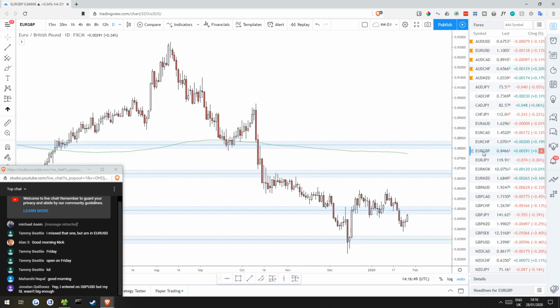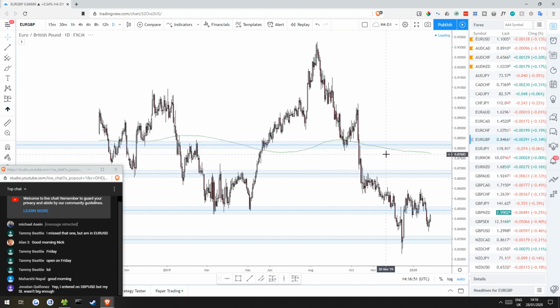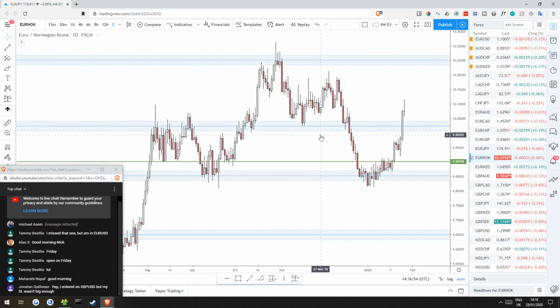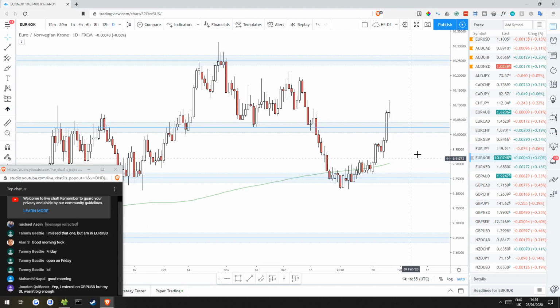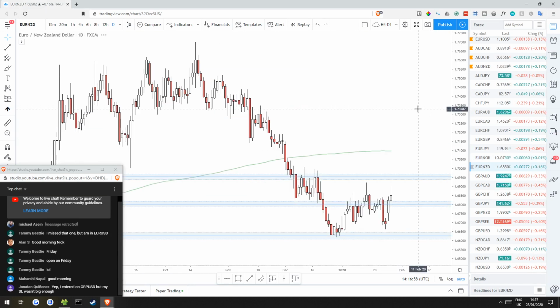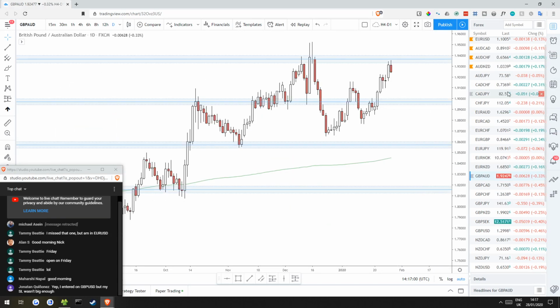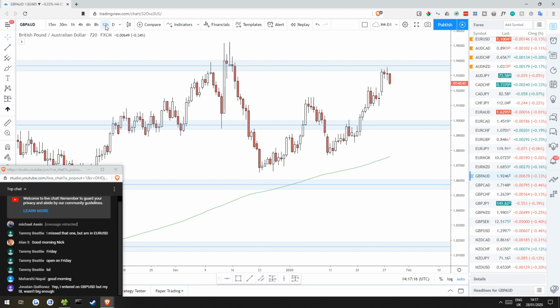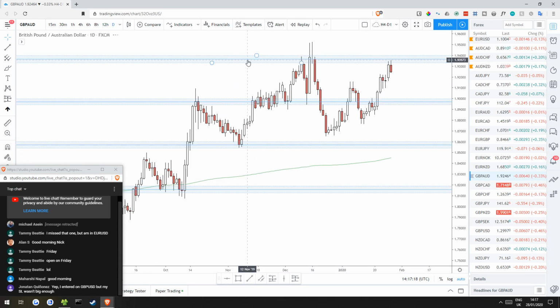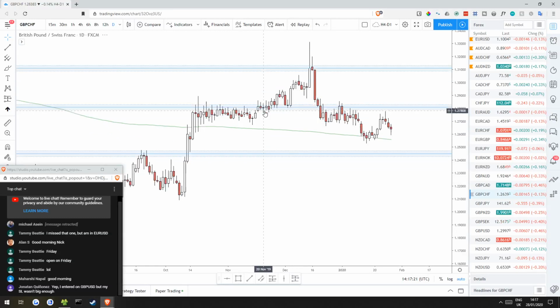I just want to take another quick look at that, actually. Nah. Euro NOK, shooting back up, but no setup here. Euro New Zealand, nothing. GBP AUD, it's hit resistance and it's already turning around. Yeah, it's already turning around. It's a bit late.